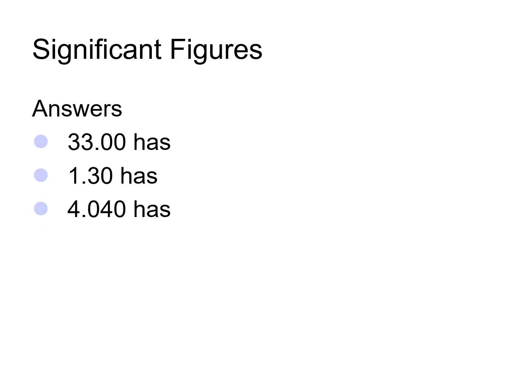So 33.00 has four significant figures. 1.30 has three significant figures. 4.040 has four significant figures. All those zeros count in these particular examples because they're all decimal numbers. That only leaves non-decimal numbers or zeros that instead of being at the end are at the beginning of a value.